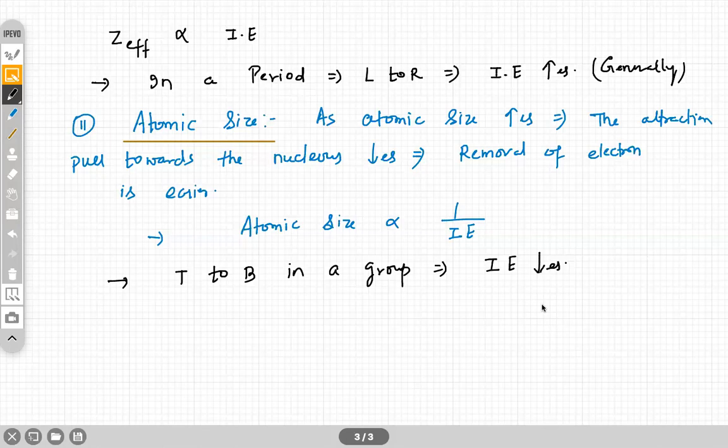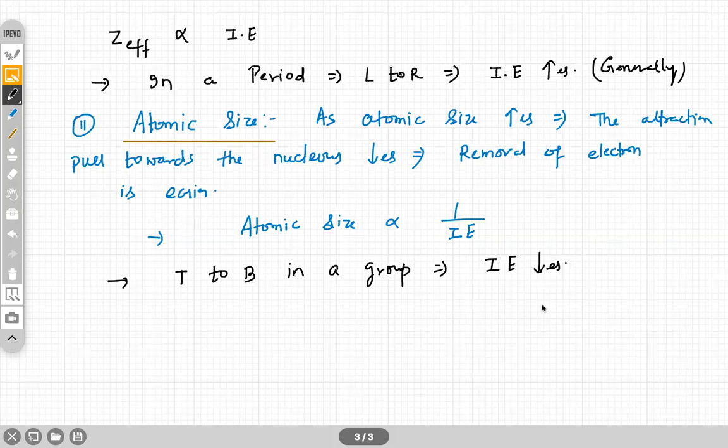We'll discuss that. Second ionization energy successively increases only, but there are some exceptions. We'll discuss that in exceptions. That is the second point, the second factor.